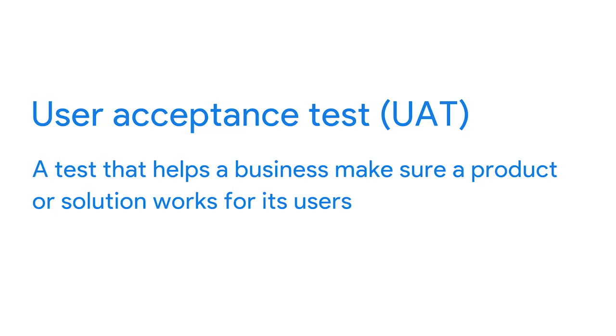Alternatively, you might conduct user acceptance tests. In broader terms, a user acceptance test, or a UAT, is a test that helps a business make sure that a product or solution works for its users. A UAT must meet the agreed upon requirements and deliver the expected results. This test is typically used to assess the end-to-end experience for the user of a new process or product.